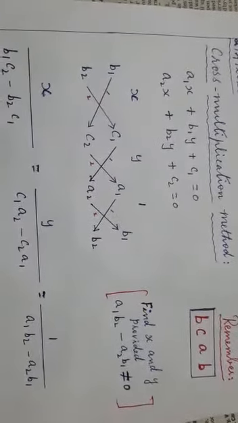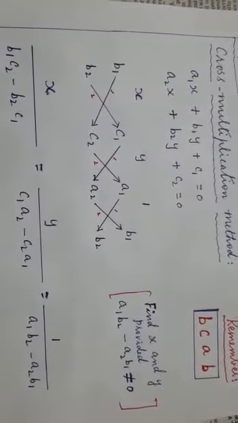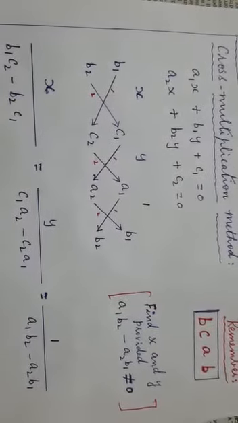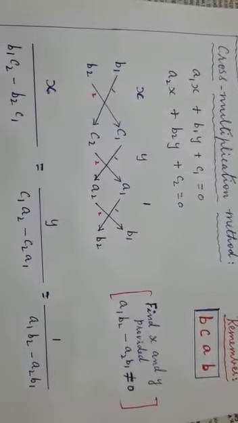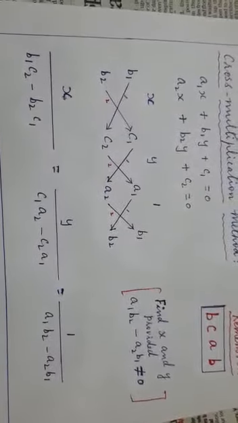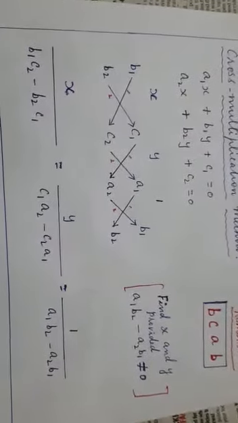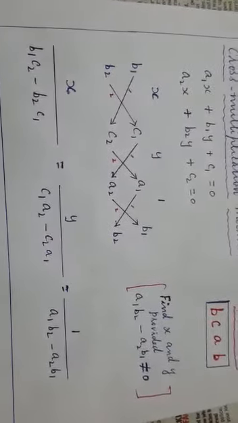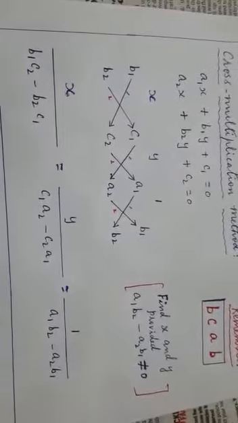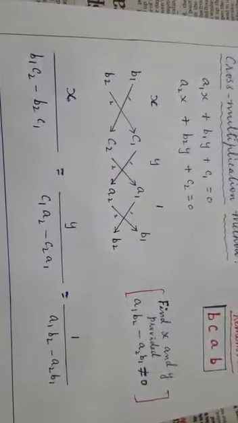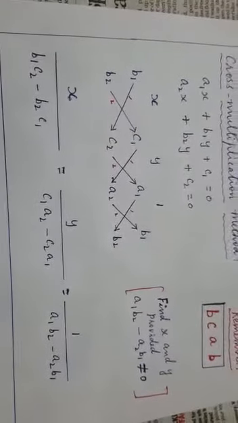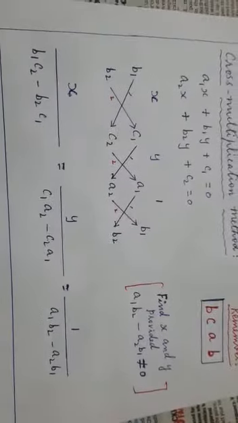The first thing is the given pair of linear equations should be of the form a1x plus b1y plus c1 is equal to 0, a2x plus b2y plus c2 is equal to 0. Then we have to write the variables x, y and 1. 1 is nothing but the constant. So remember, I have written on the side b, c, a, b. That means first we have to write b, that is b1, b2. Then we have to write c1, c2, then a1, a2, then b1, b2.